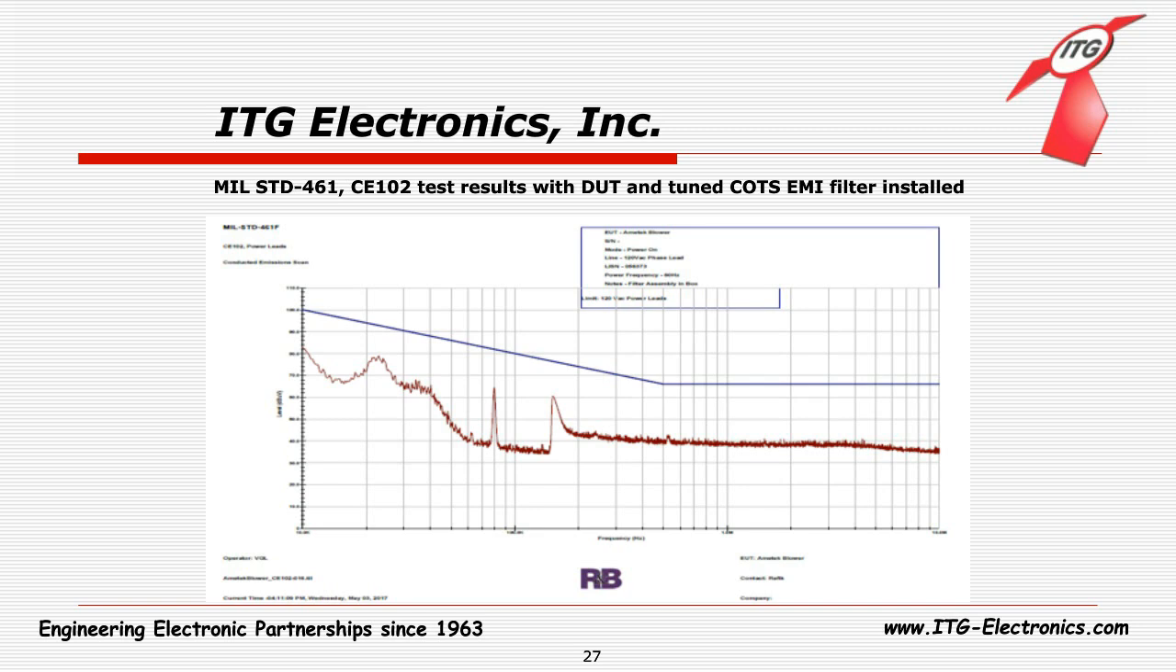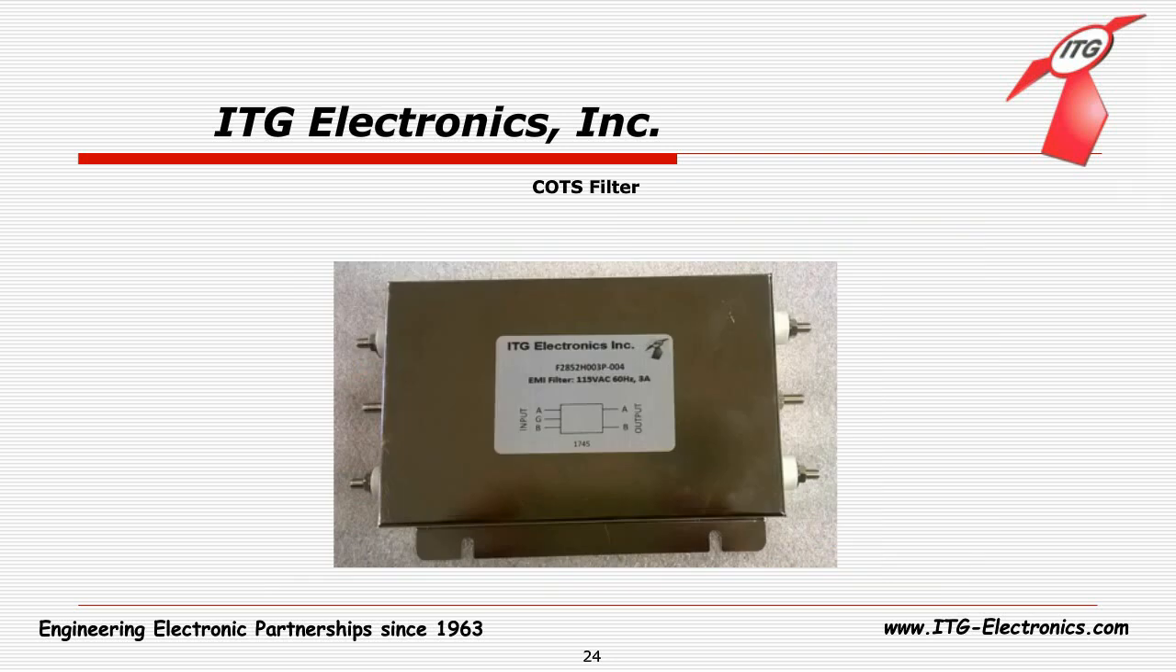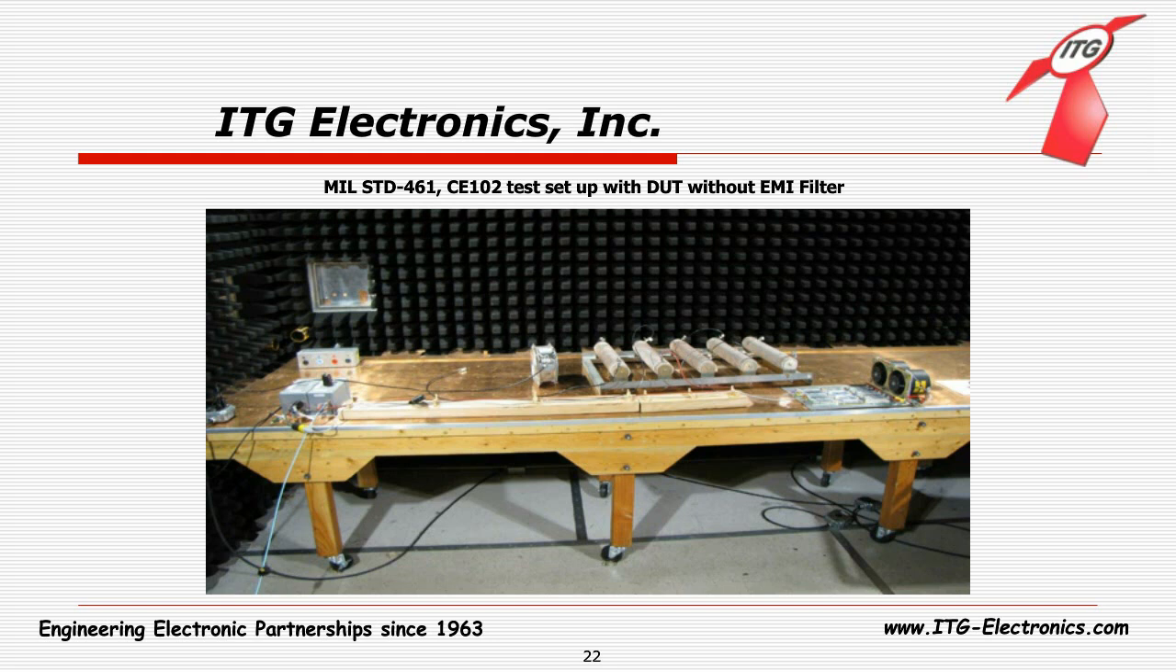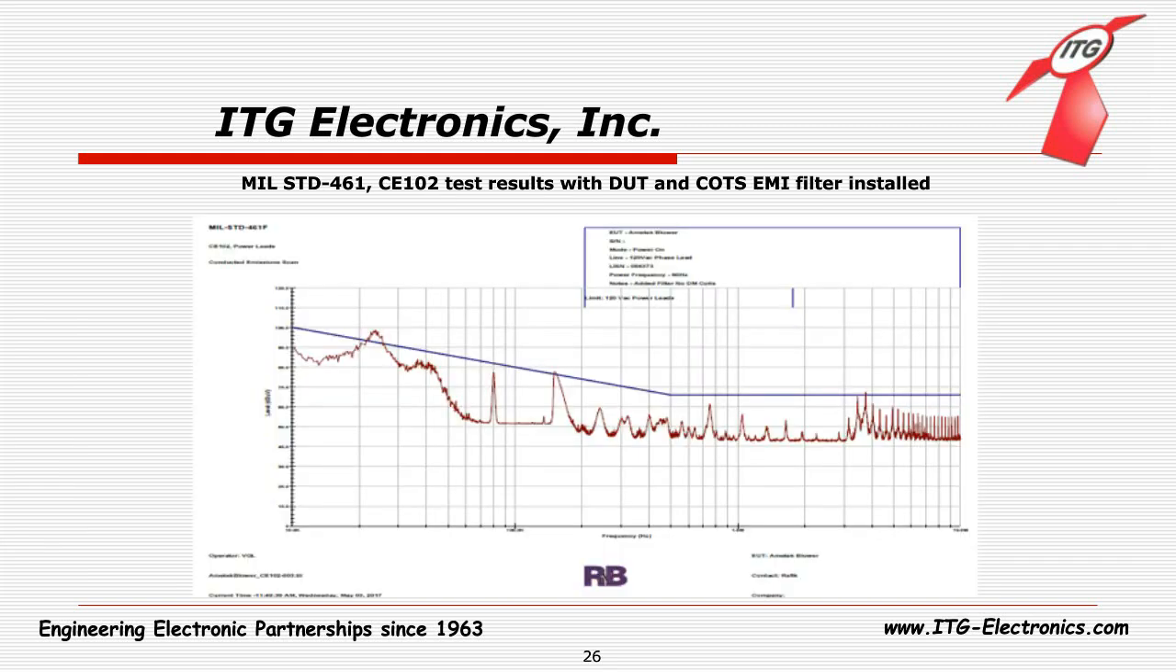Okay, maybe what I want to do is go back a couple slides to show you the failure and then explain the rest. All right, there we go. This slide, when we use the COTS filter, we notice that there is a failure around 23 kilohertz and around 150 kilohertz. Based on the previous slide, if we add a differential mode inductor to the filter circuit, which wasn't in the COTS filter, it should bring this point down.